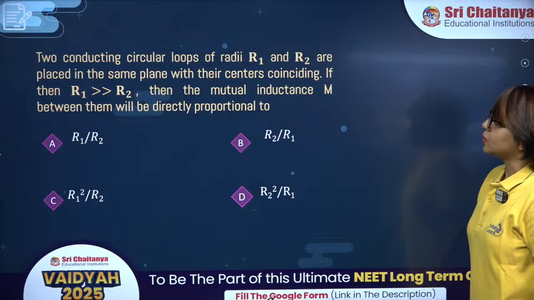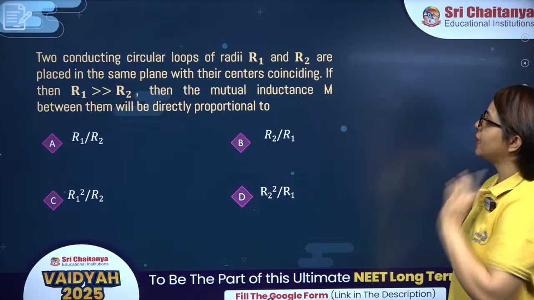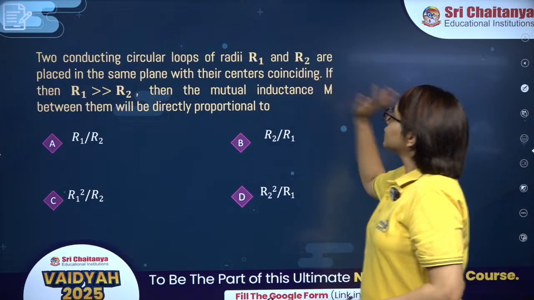All right, next is this one. Two conducting circular loops of radii r1 and r2 are placed in the same plane with their centers coinciding.